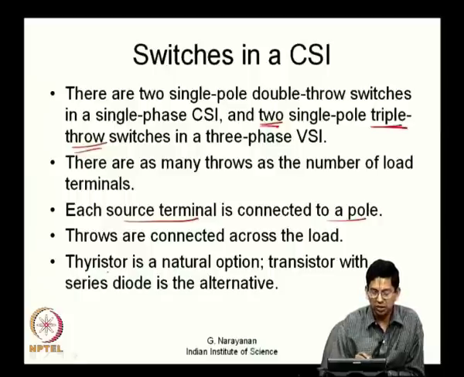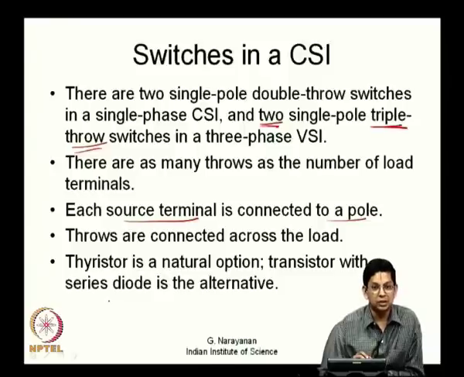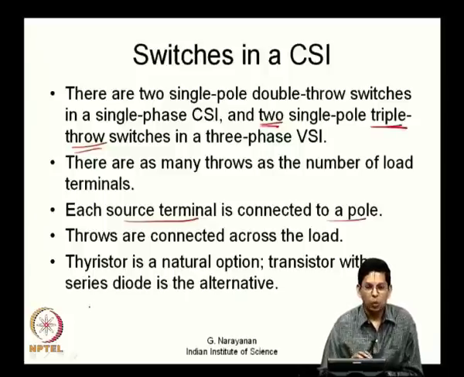So, in a current source inverter, you require a switch which can conduct in one direction, but should be capable of blocking voltages of either polarity, and a thyristor is a natural option for such an application now. You can also alternatively use a transistor such as MOSFET or IGBT with a series diode to realize this effect now. So, this is what we have seen now.